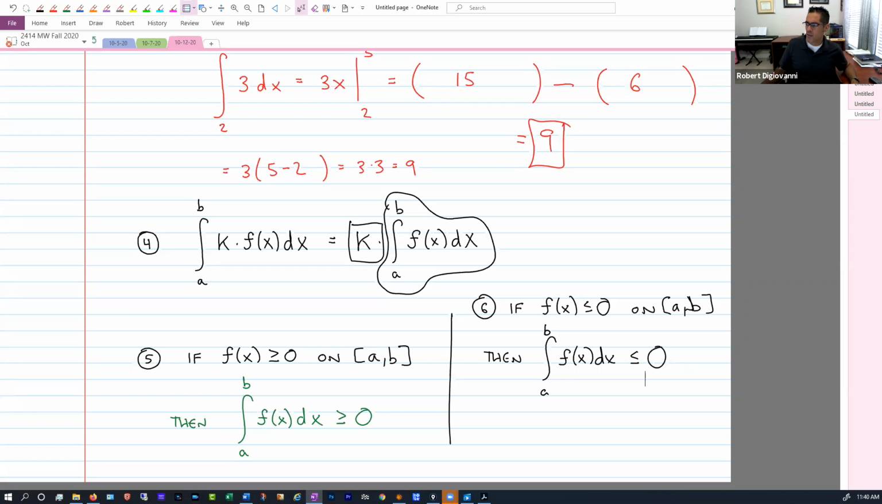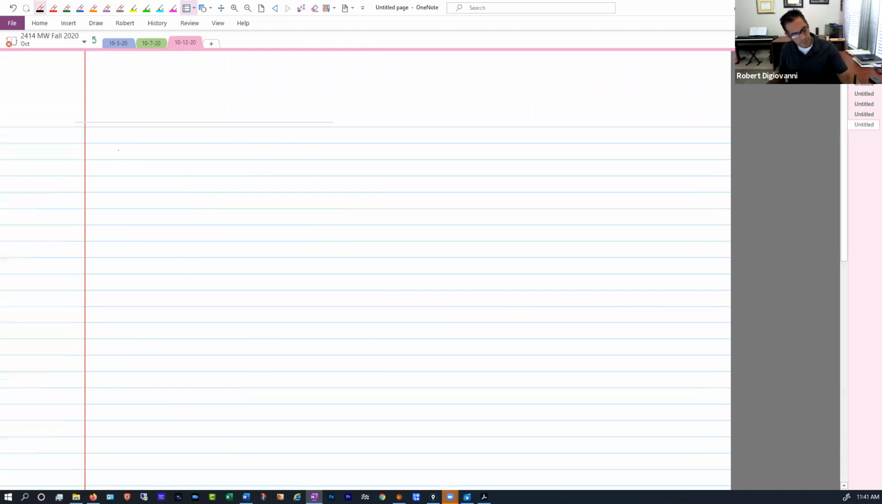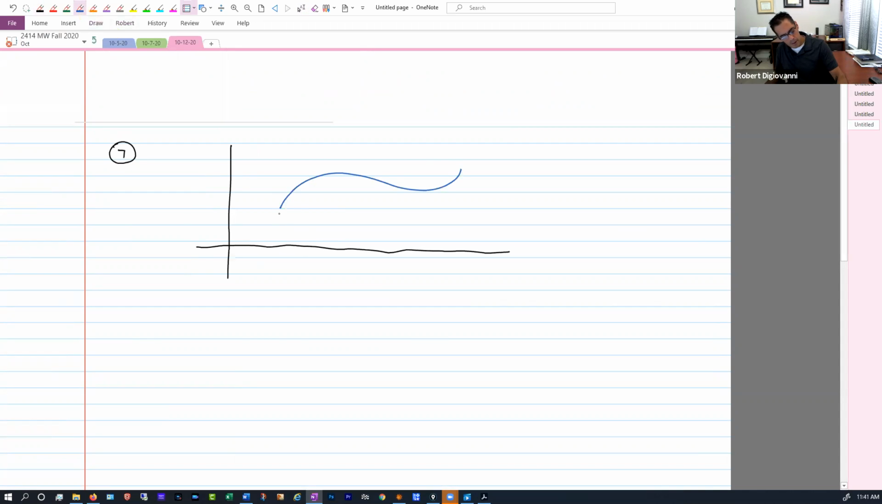All right, so we have three more properties. The next one, property 7, says this. I'm going to draw it first. It says, let's say you have a function from A to B here, and you're interested in that area. So you want to know what the area is underneath that function. This property says that if you pick any number you want, doesn't matter where it is, pick some value in here, we'll call it C.